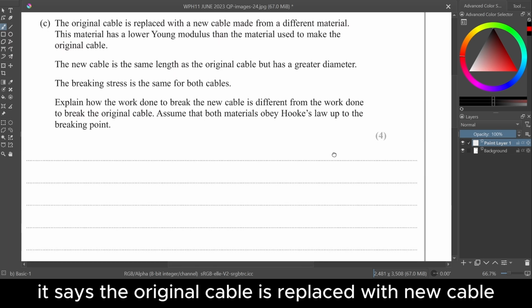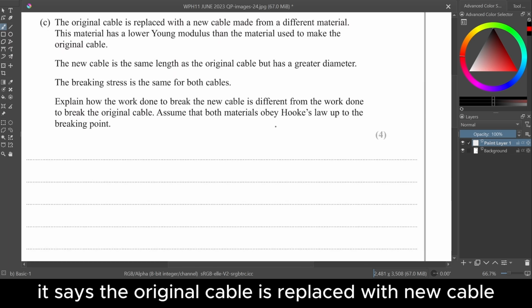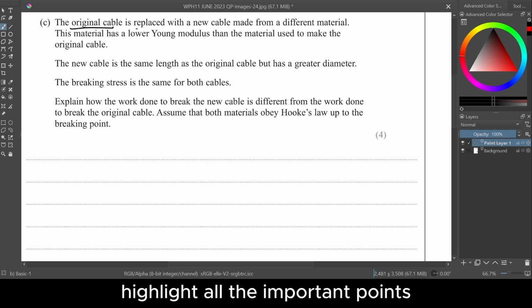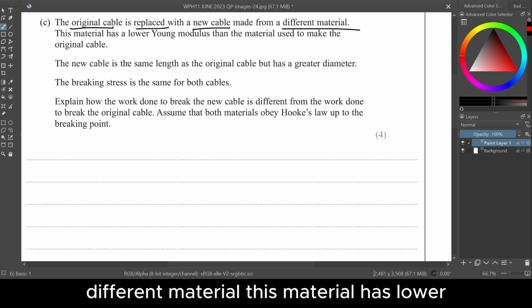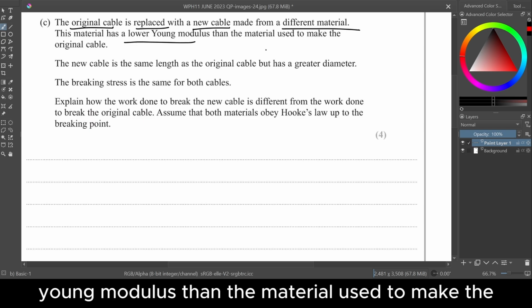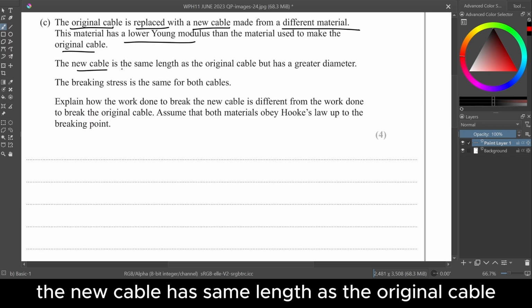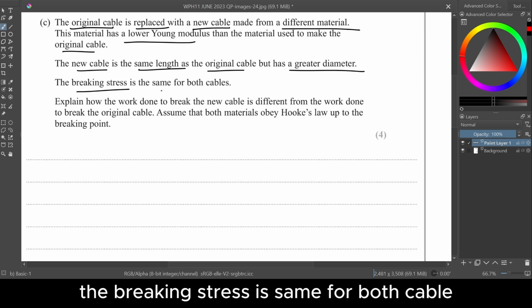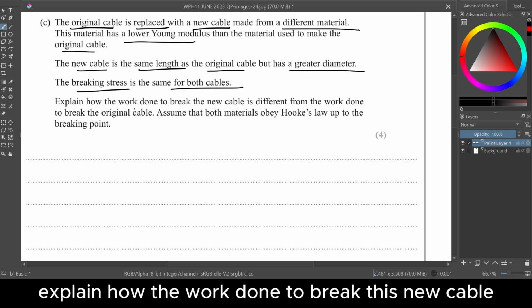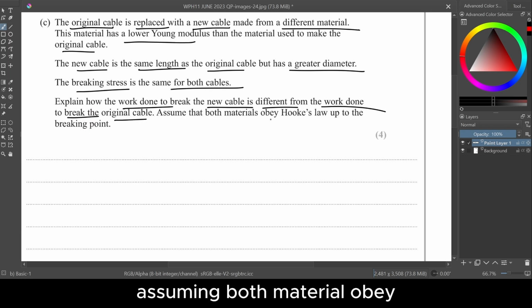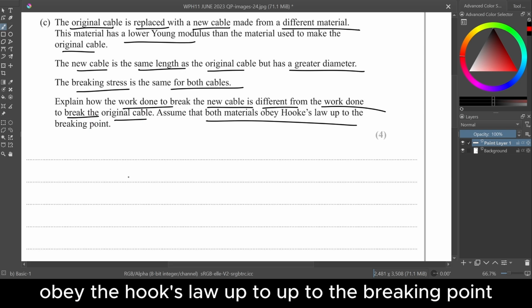It says the original cable is replaced with a new cable made from a different wire. Highlight all the important points. Cable is replaced with new cable, different material. This material has lower Young modulus than the material used to make the original cable. The new cable has the same length as the original cable but has a greater diameter. The breaking stress is the same for both cables. Explain how the work done to break this new cable is different from the work done to break the original cable, assuming both materials obey Hooke's law up to the breaking point.